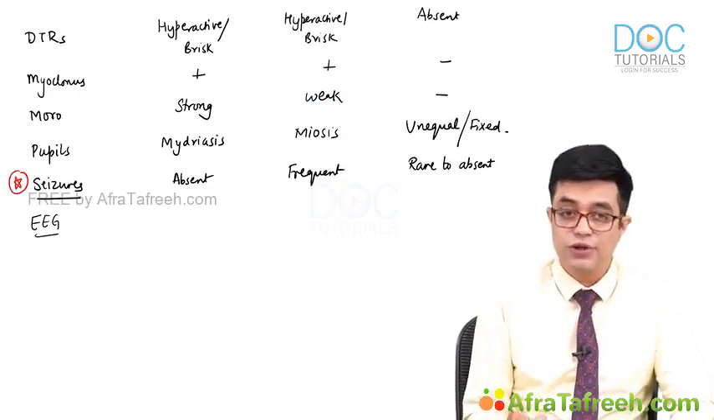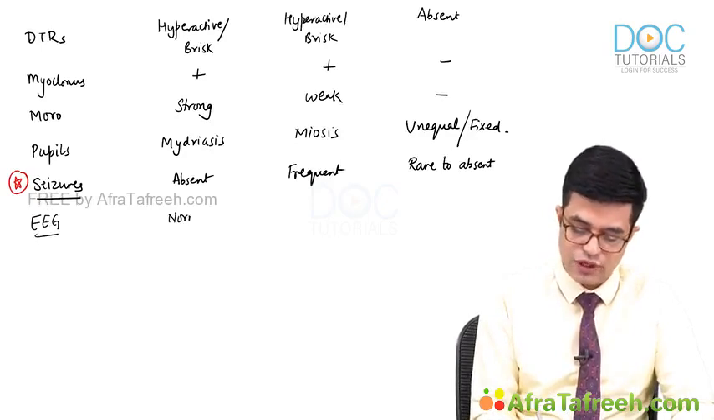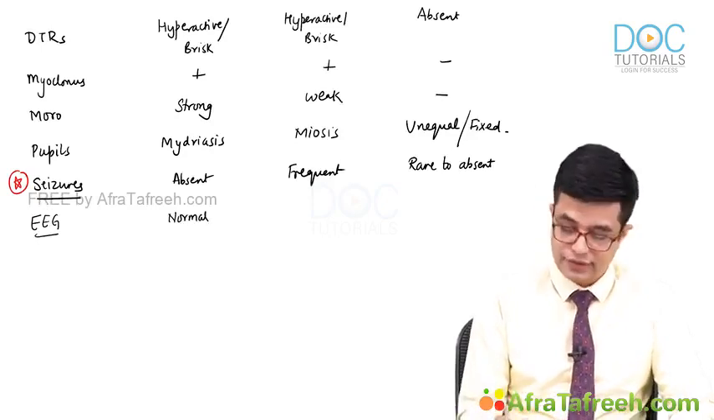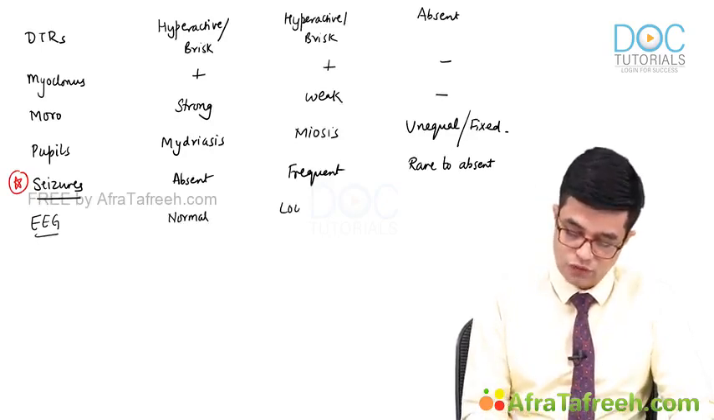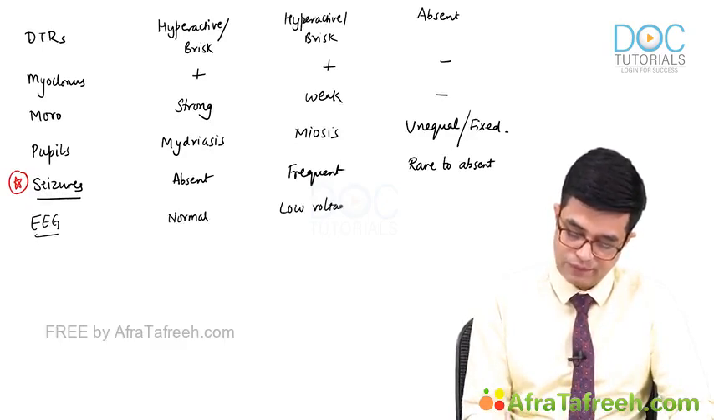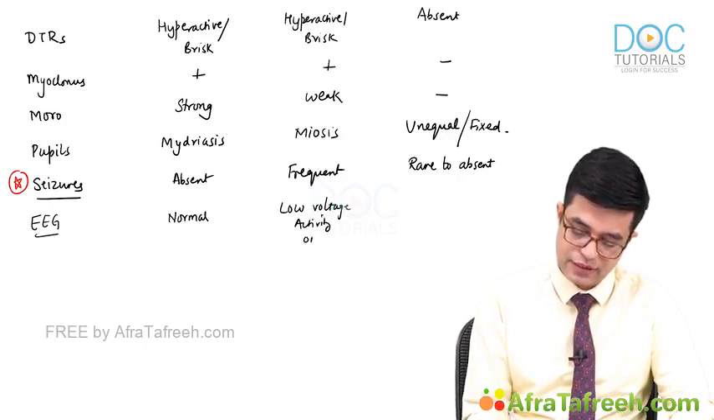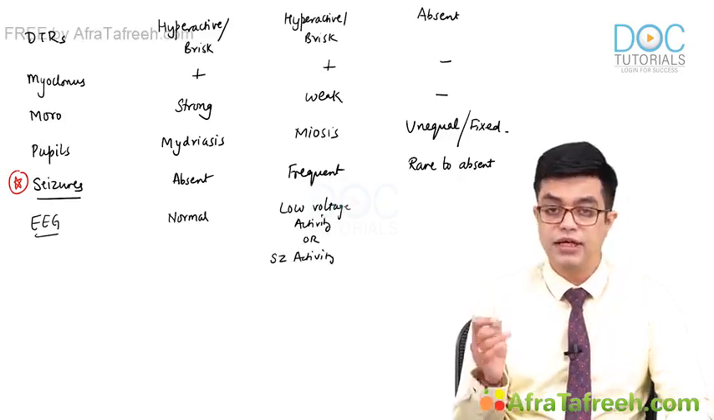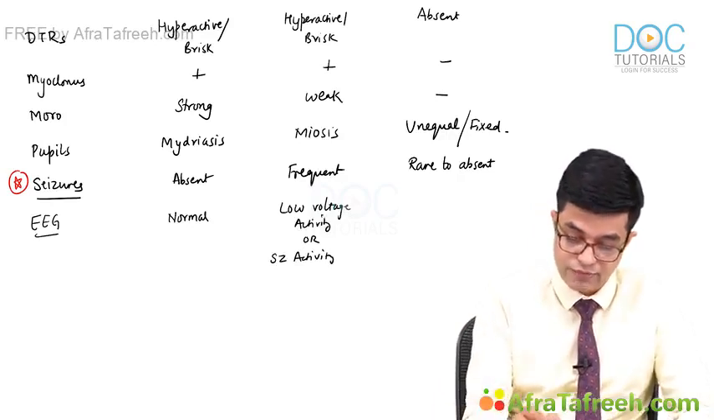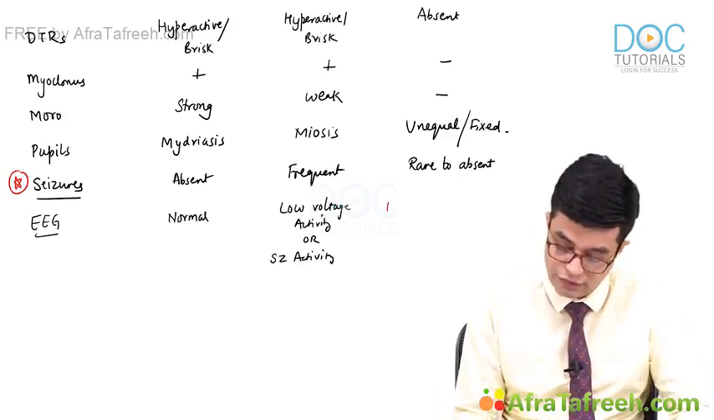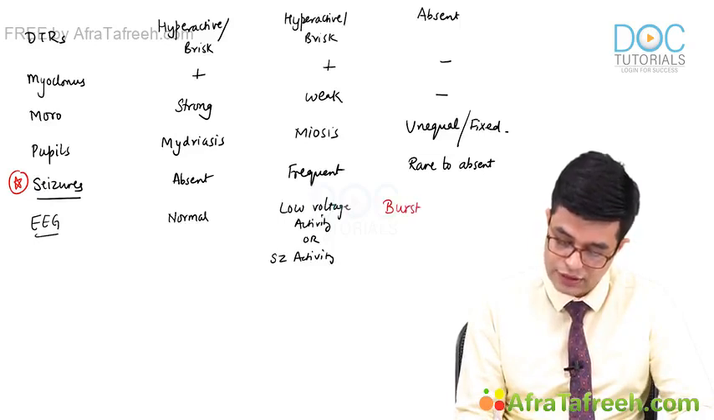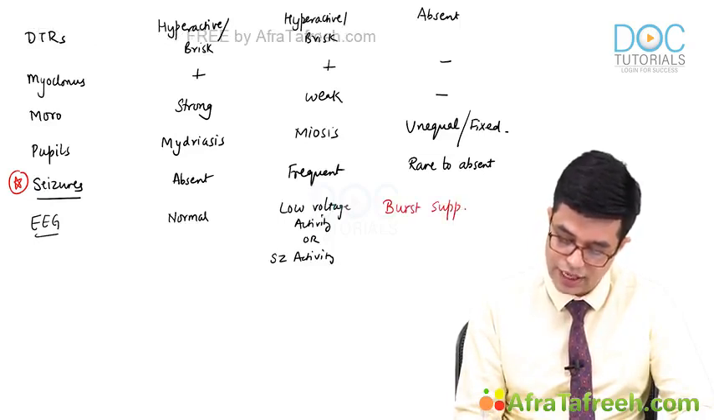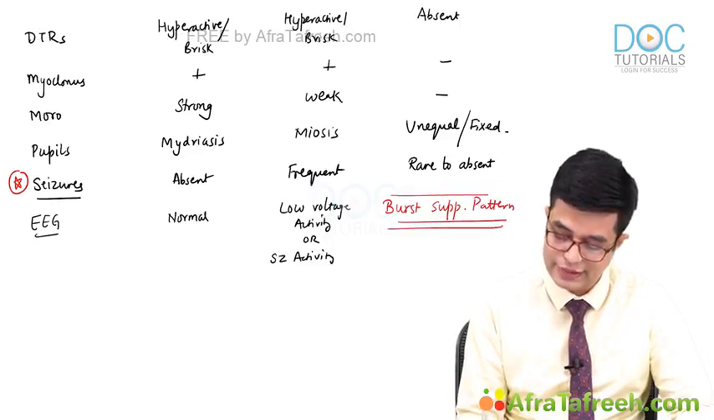Then we have EEG abnormalities. In stage 1, you will find a normal EEG. So no abnormality will be seen. Stage 2, there will be low voltage activity, or if the seizure is present, there will be seizure activity. Whatever seizure pattern, that will be seen. In case of stage 3, very important potential MCQ, you will find a pattern called burst suppression pattern. Burst suppression pattern is seen in stage 3.